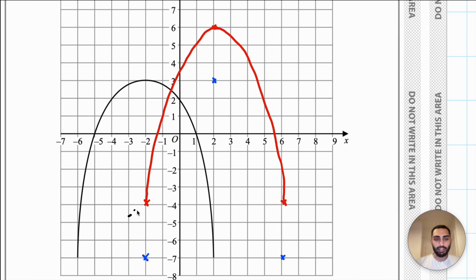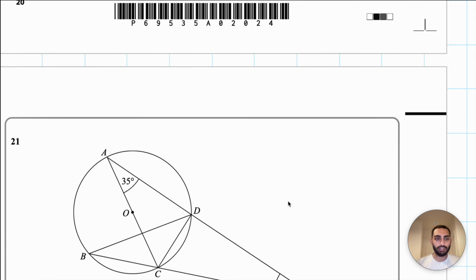So we've got -2, -4, 6 and -4, and 2 and 6. And the examiner will look at these 3 points just to check that they're correct. So that just helps them.